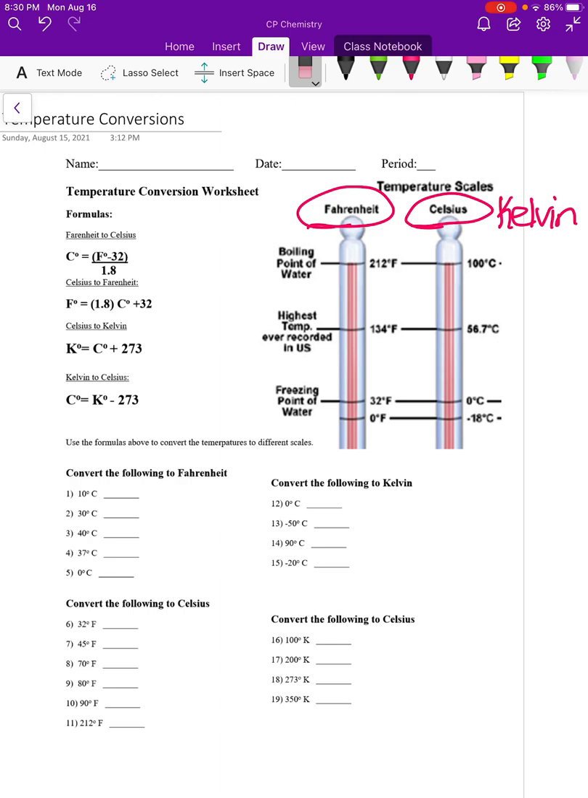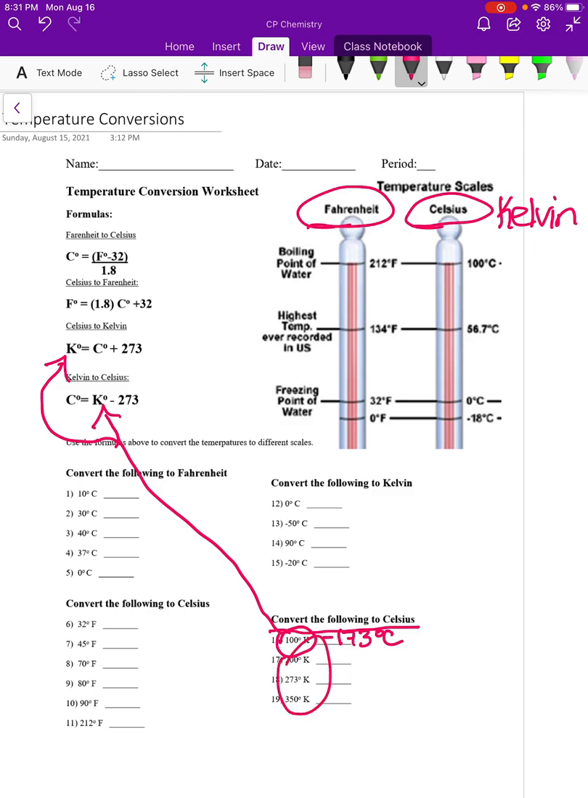And then the last set says convert to Celsius. And this is 100 degrees. I'm sorry, no degrees in Kelvin. It just should be 100 Kelvin. And you're going to plug that in for K, either there or there. So when you plug it in for K, you subtract 273 and you get negative 173 degrees Celsius. And you do that for the rest of these. You subtract 273 from those.